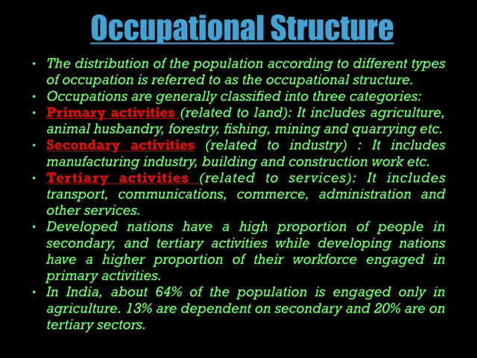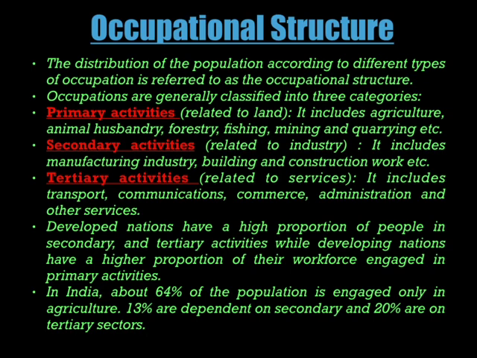The next topic is the occupational structure. The distribution of population according to the different types of occupation is referred to as the occupational structure. The occupations are generally classified into three categories. Those three are primary, secondary, and tertiary. The primary activities are related to activities on land. It includes agriculture, animal husbandry, forestry, fishing, mining, and quarrying.